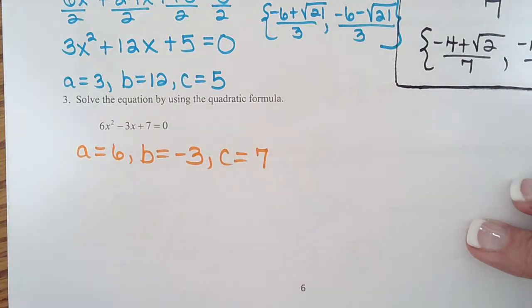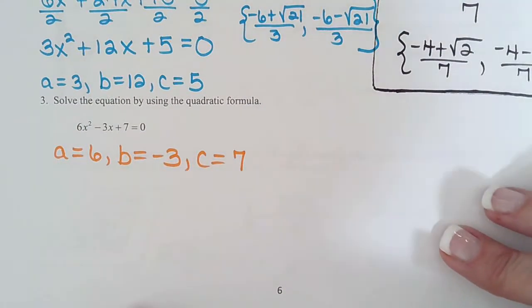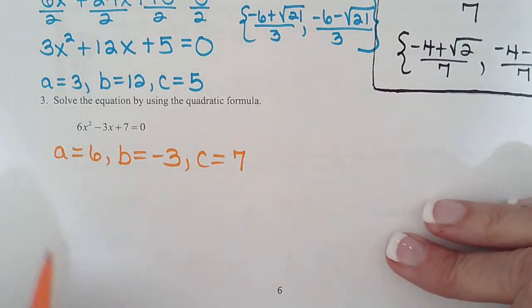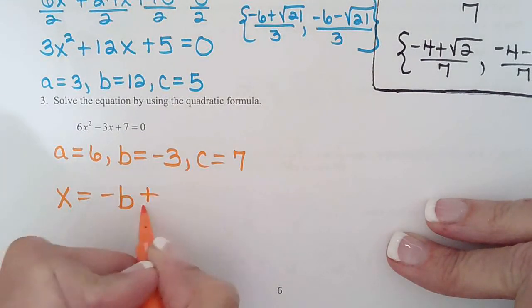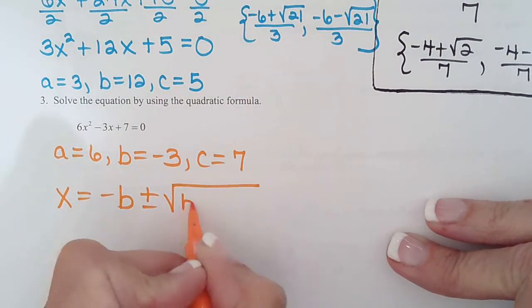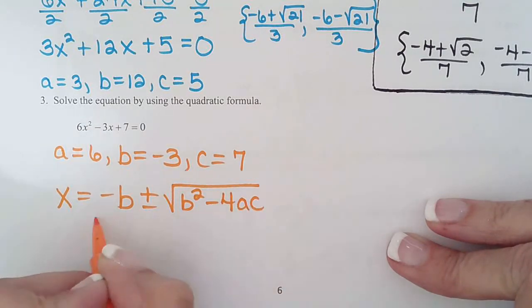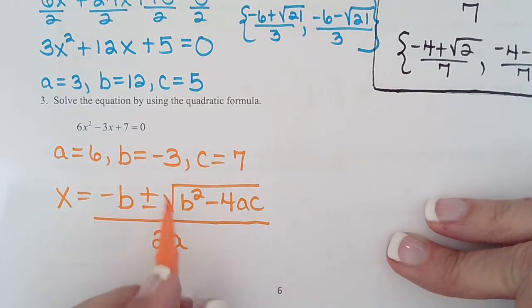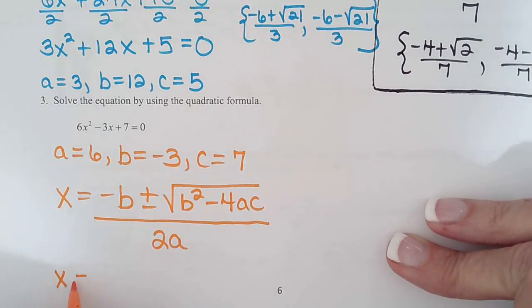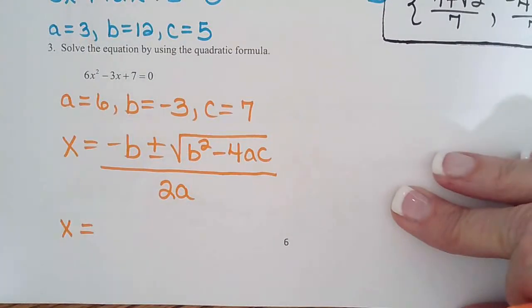And I would shut off the video now and work this one on your own, and then pick up and compare with me after you're done. Okay? So I'm going to start by writing the quadratic formula. This will be my 4th time today. Think I got it memorized. Opposite of b plus or minus square root of b squared minus 4ac all over 2a. So ready to plug and chug.